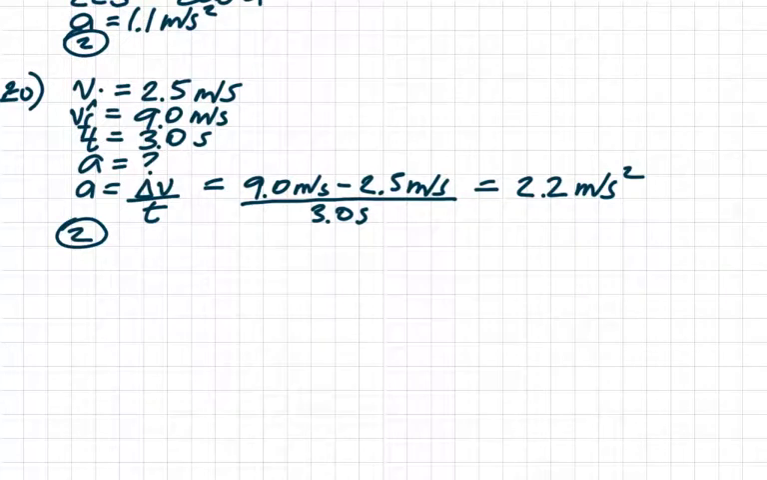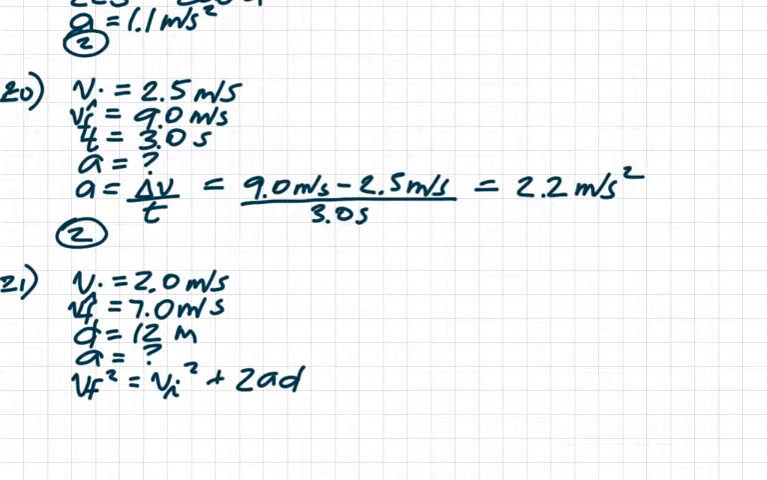Question 20 is a vanilla question. I've got VI and VF, 2.5 and 9 meters per second respectively, over 3 seconds. What's the acceleration? Delta V over T, final minus initial over the time, gives 2.2 meters per second squared. Choice 2. Next. Now, 21 looks a lot like 20, except instead of giving the time, they gave the distance.